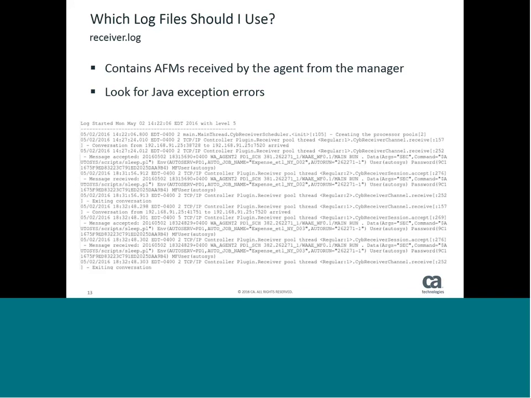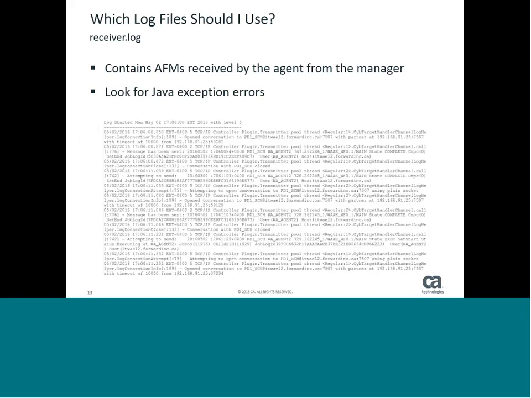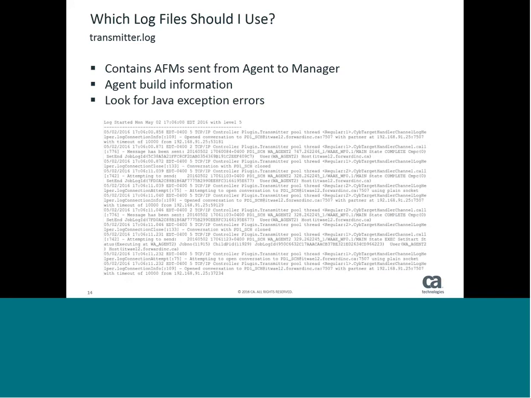Now, that is the receiver log, received by the agent from the manager. Now, the log file that you're going to use to troubleshoot if the agent received it correctly is the transmitter.log. So this is everything that's going from the agent to the manager. You'll recognize the agent build information, but once again, you're going to want to look at those AFM messages. You're going to want to look for Java exception errors. You'll see them. They are unbelievably difficult to miss.